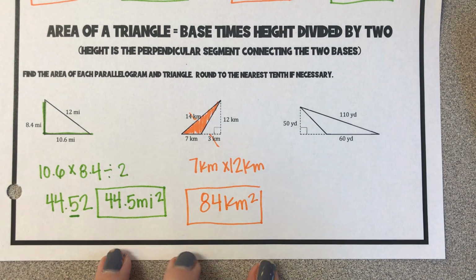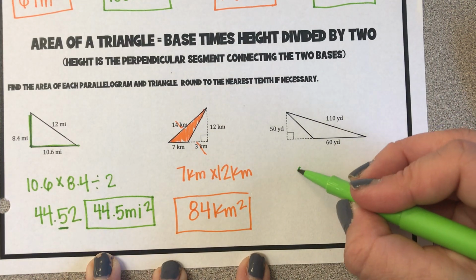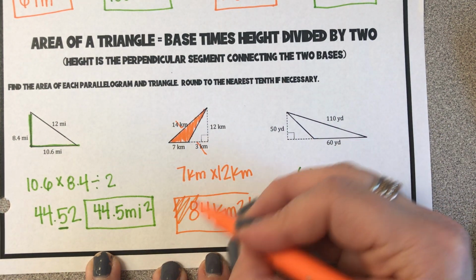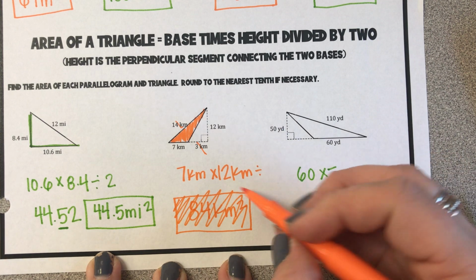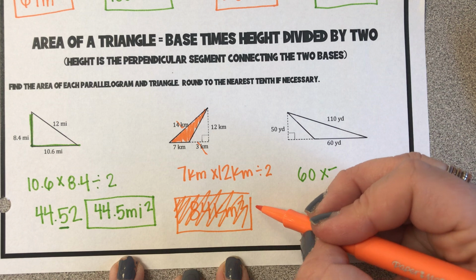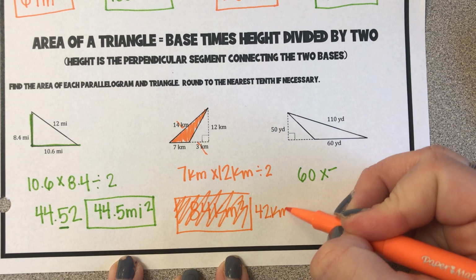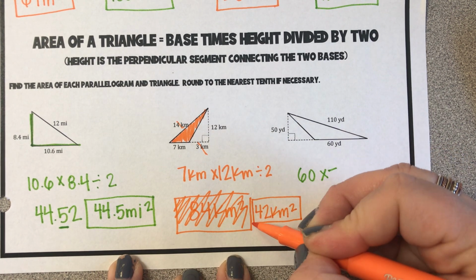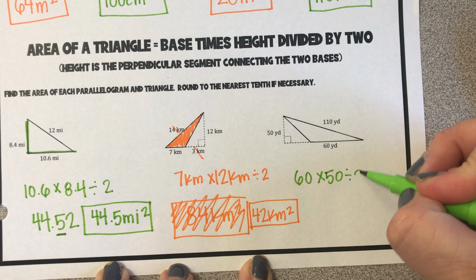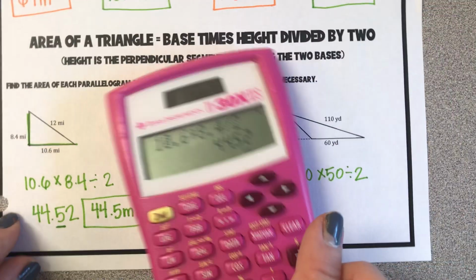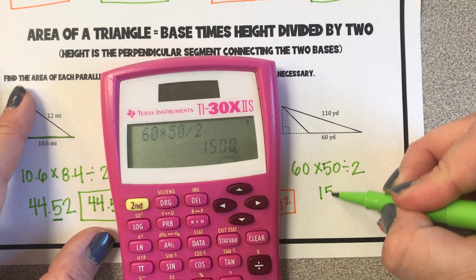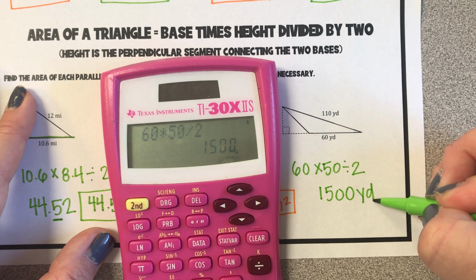And now we can look at our very last one. The base of that triangle is 60. The height, oh, y'all, Miss McNally, y'all need to stop me when I'm doing bad stuff. 7 times 12 divided by 2, right? Always divide by 2 on a triangle. So that's 42 kilometers squared. And then this last one, 60 times 50 divided by 2. You can type it in your calculator, and you should get 1,500 yards squared.